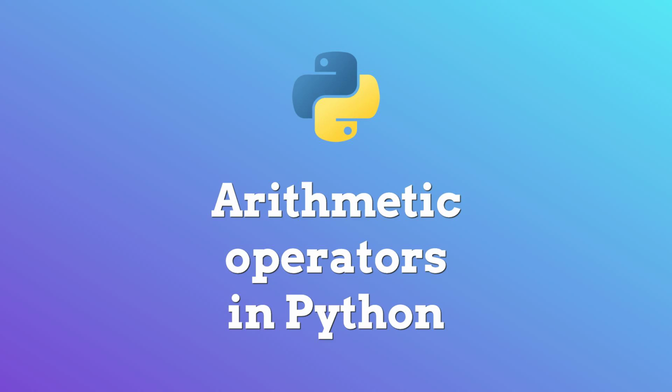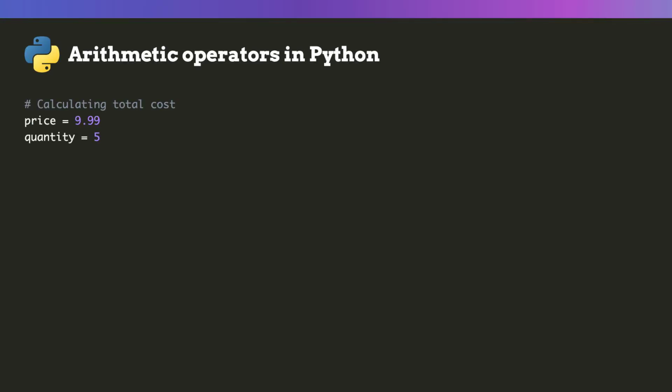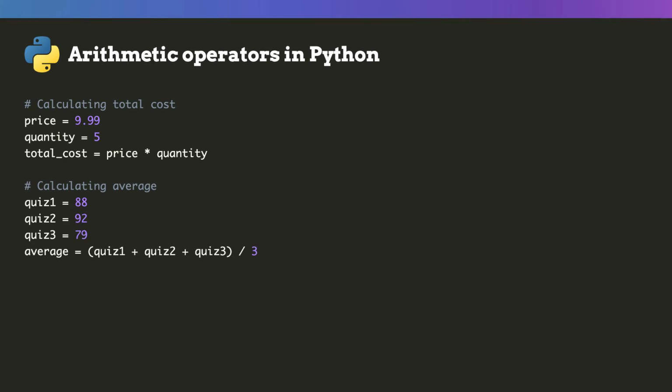Arithmetic operators in Python. Arithmetic operators allow us to perform mathematical computations. These operators are symbols that represent different operations, such as addition, subtraction, multiplication, and division. Let's explore how each of these operators work in Python.